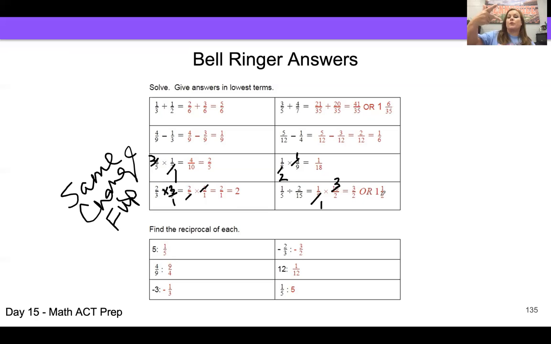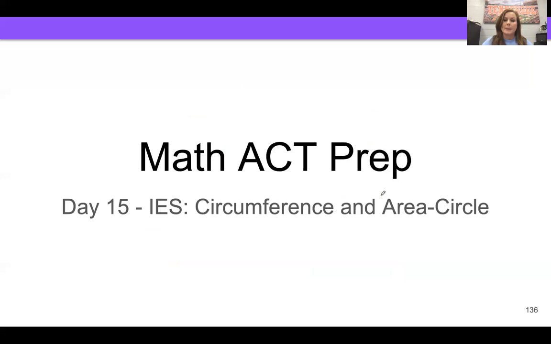You just flip the numerator and denominator. When it's the reciprocal, we do not change the sign. That is when we do the negative reciprocal, which is when you have perpendicular lines. So when it's the reciprocal, the sign stays the same. Hope everybody had an easy time on that bell ringer.